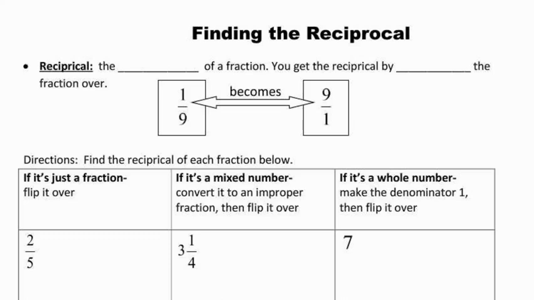Today we will be learning about dividing fractions, but before we can get to dividing fractions, we have to talk about finding the reciprocal. To find the reciprocal, it's the inverse of a fraction, and you get the reciprocal by flipping the fraction over. What that means is you take the original fraction, flip it upside down, and you get the reciprocal. So the reciprocal of 1/9 is 9/1.